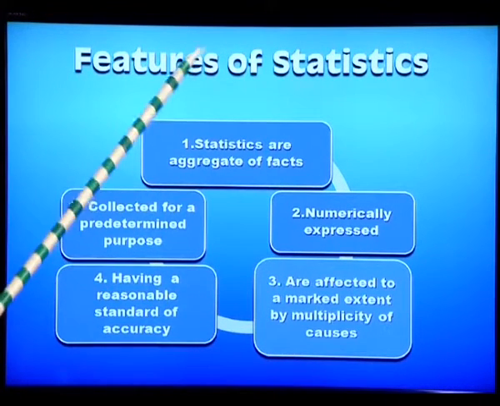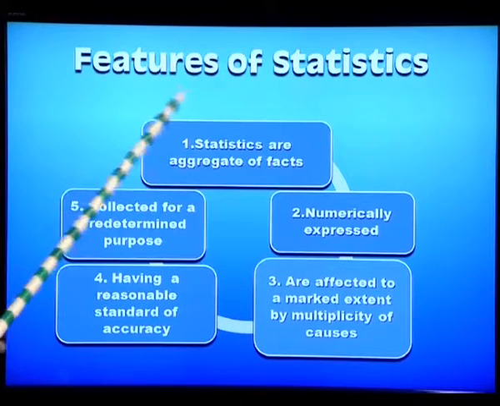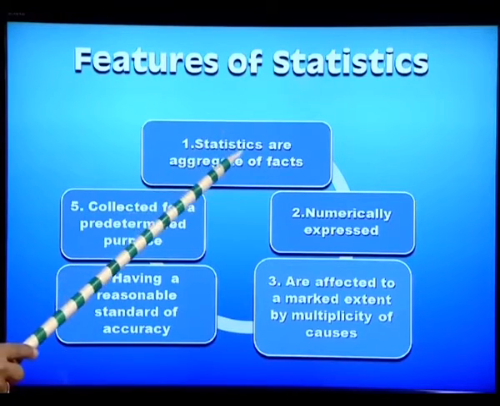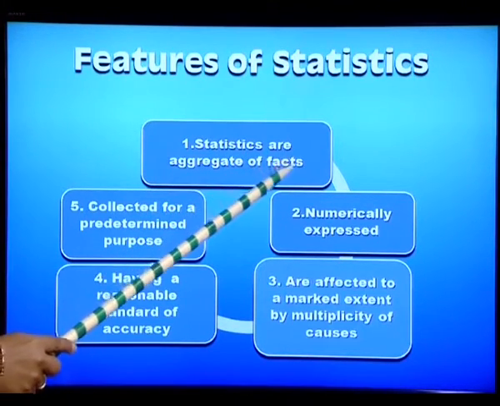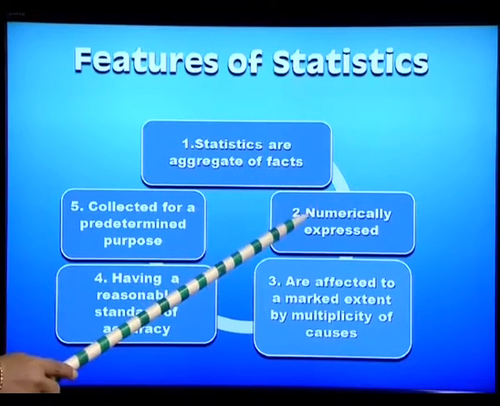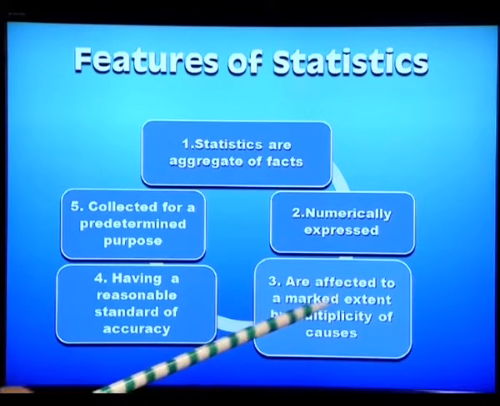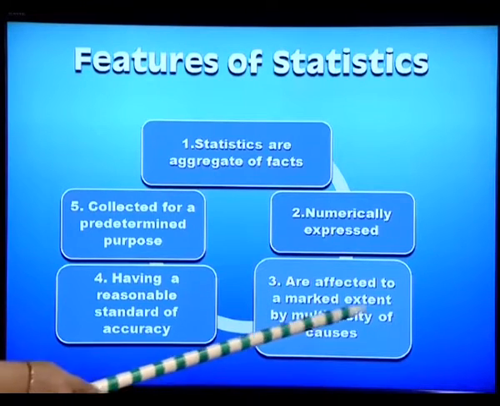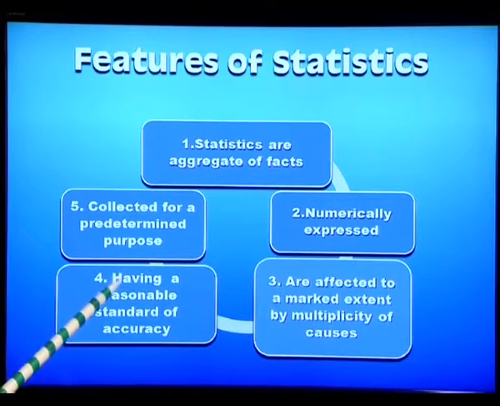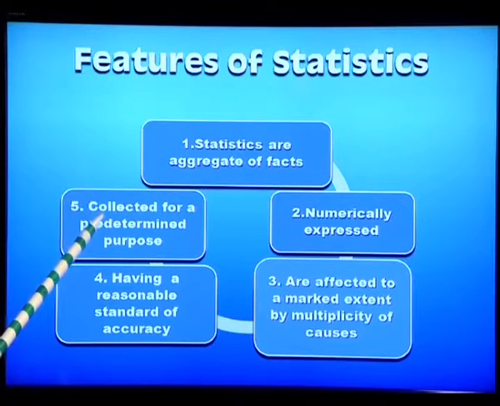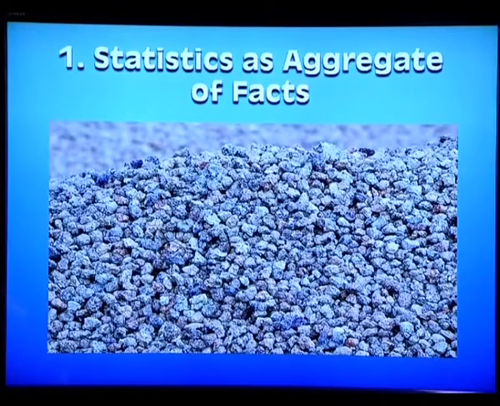Statistics has certain features and the data collected in it have to undergo these qualities. What are these? Statistics are aggregate of facts first and foremost. Second, statistics are numerically expressed. Third, they are affected to a marked extent by multiplicity of causes. Fourth, they are collected so that they are having a reasonable standard of accuracy, and fifth, they are collected for a predetermined purpose. Now, we need to understand each one of these.